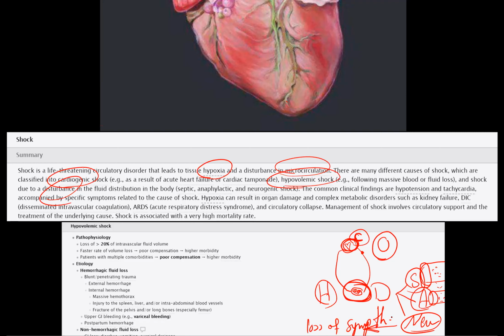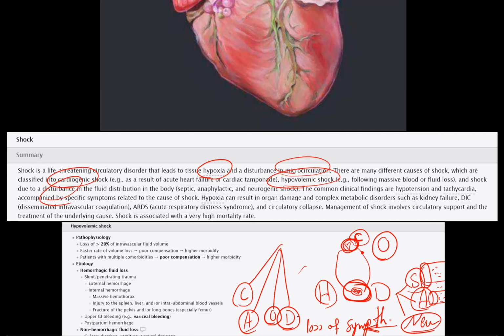So, again, I will say it again. We have cardiogenic shock, hypovolemic shock, obstructive shock, and distributive shock.